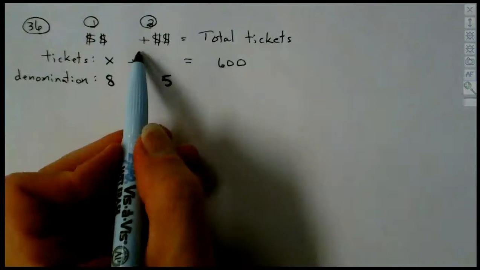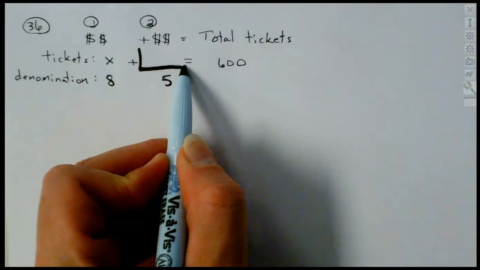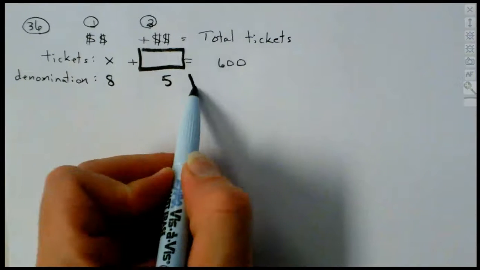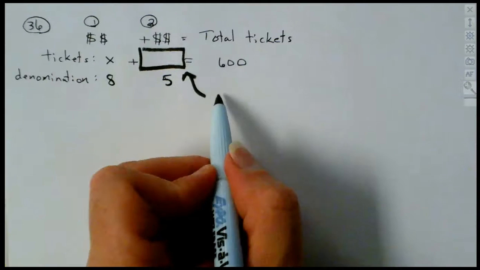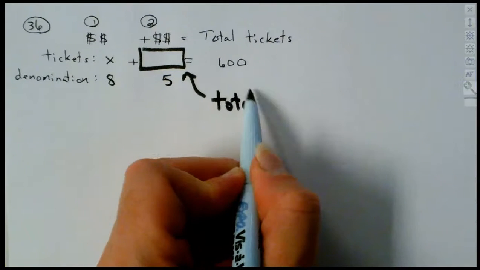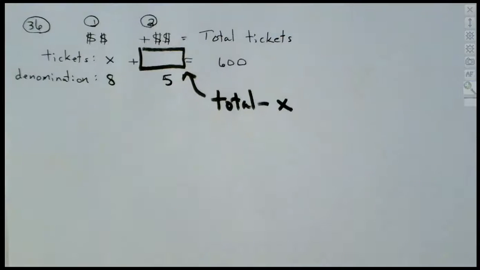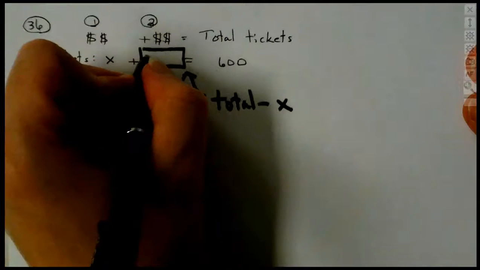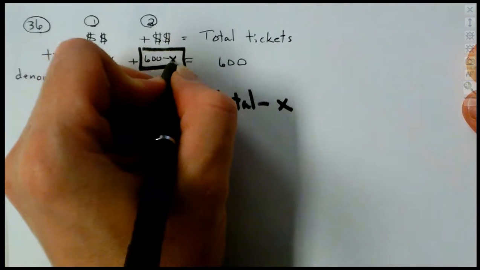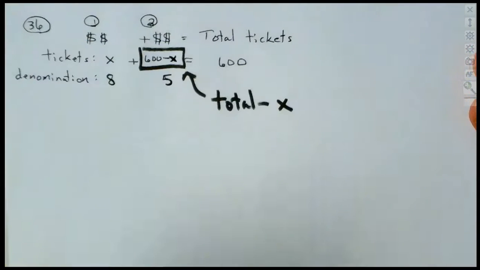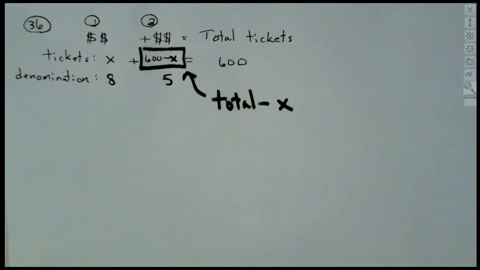And we should know what's going to go in this box. That box is our second unknown, and that's always going to be the total minus X. And how many total tickets do we have? 600. So that's going to be 600 minus X.